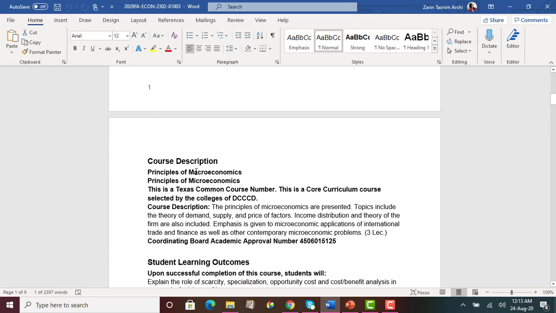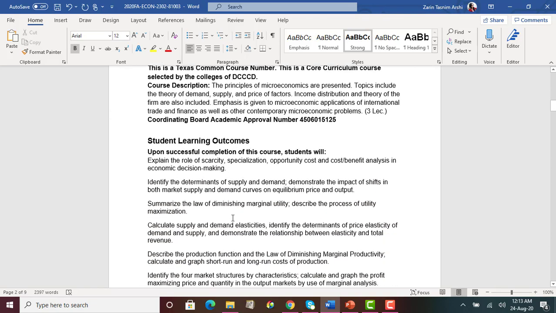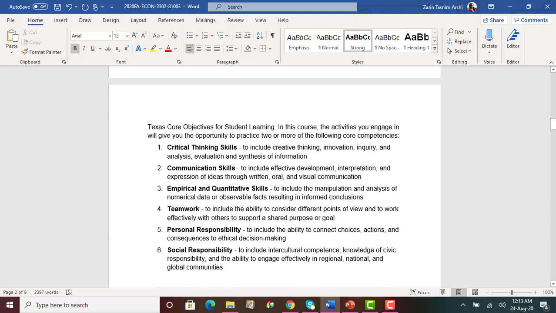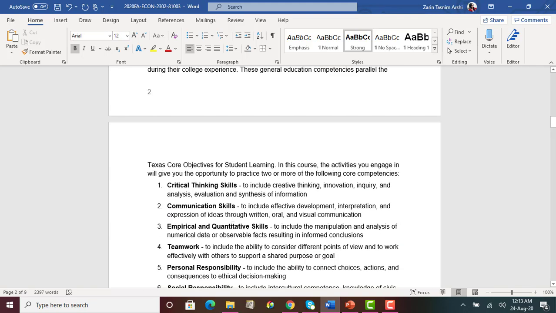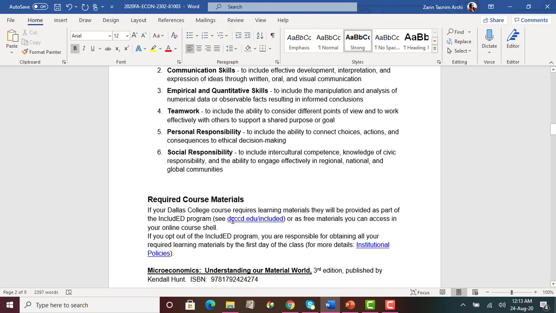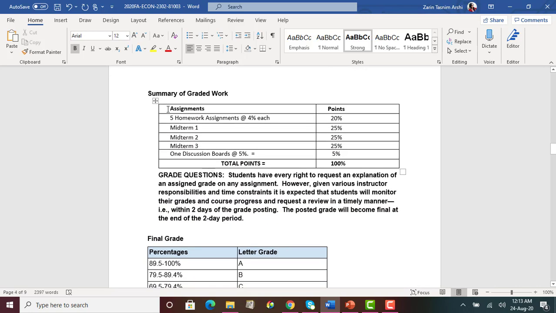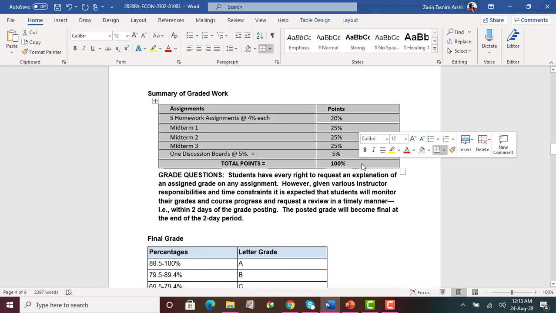Then there is the book, what the book is about, how you can access it, and what the ISBN number is. Then there are certain verbiages, just normal template, the objectives of the course, the Texas core objectives, and all those things. Then on page 3, this gives you how you will be graded.